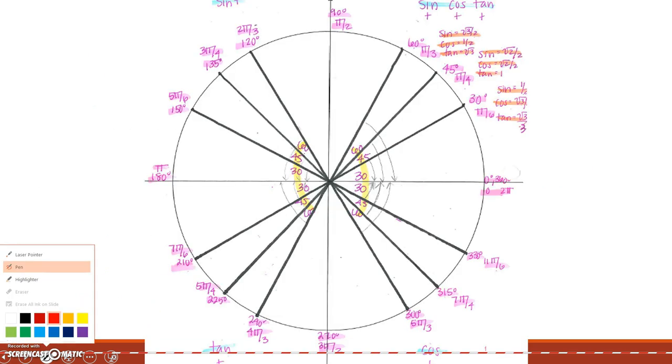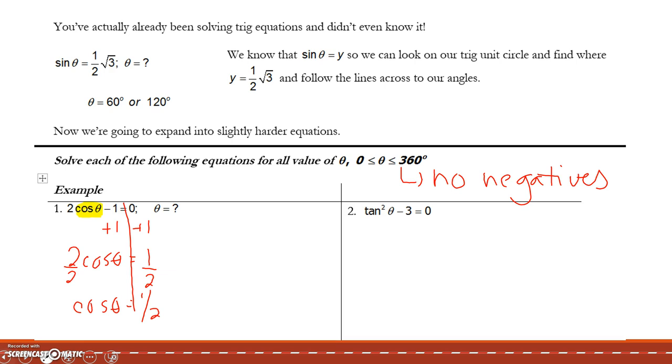So I go to my unit circle and figure out where cosine equals 1/2. Cosine equals 1/2 right here at 60. So that's my first angle. Cosine is also positive in the fourth quadrant. The 60 reference angle is right there at 300. So 60 and 300 are your two answers.